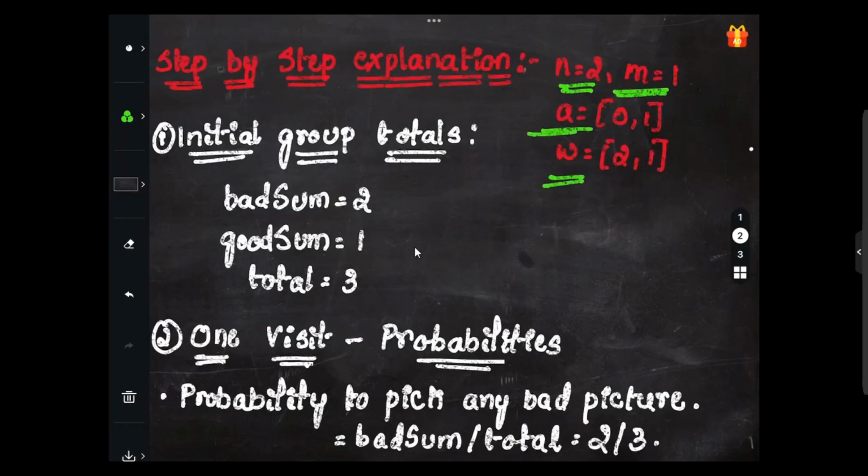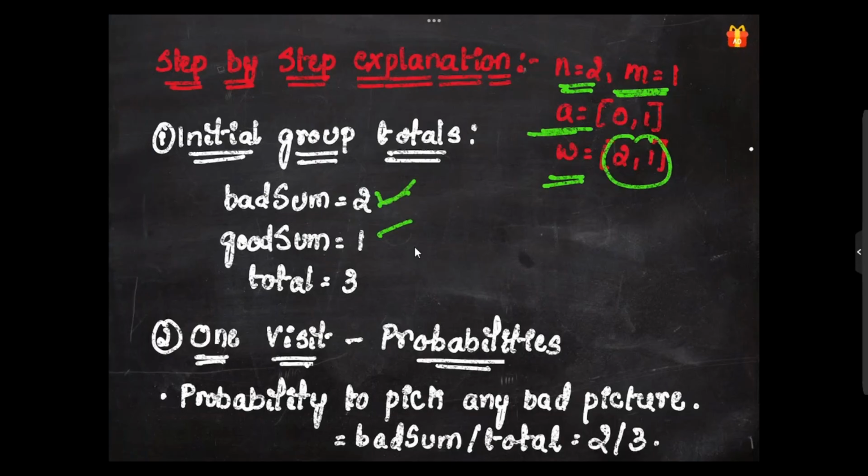So let's go with the initial group total, right? We will be keeping track of 3 things. One is the bad sum, another one is the good sum, and another one is the total. These 3 things, right? So bad sum initially is 2 and the good sum is 1. This part, the initial weights, comes with the picture, as they have said in the question. So 2 1, bad sum is 2, good sum is 1, and the total that we got here is 2 plus 1, which is 3, right?